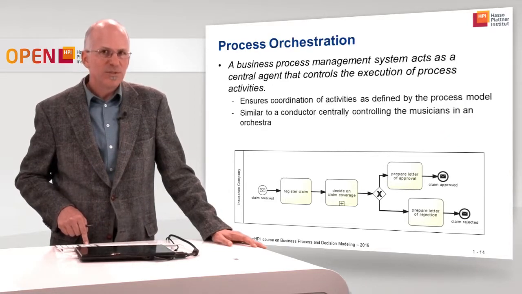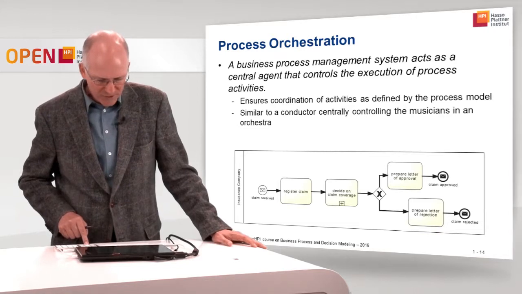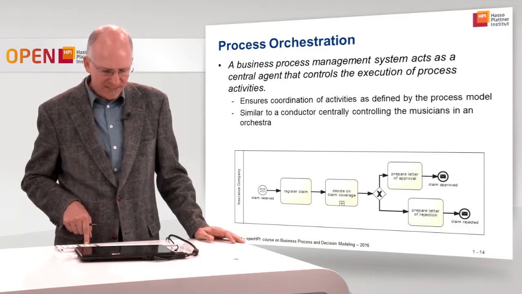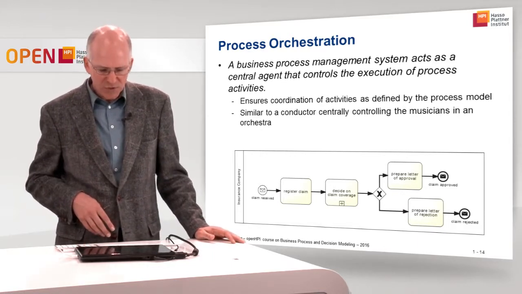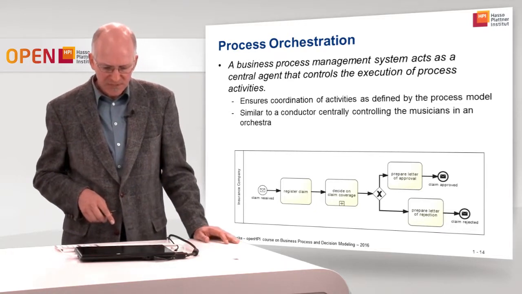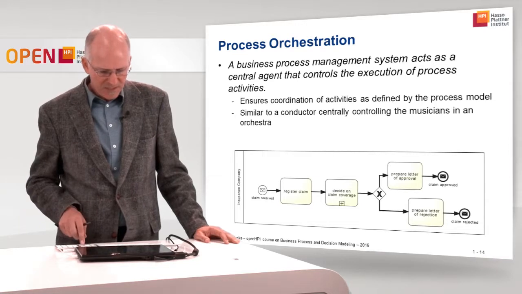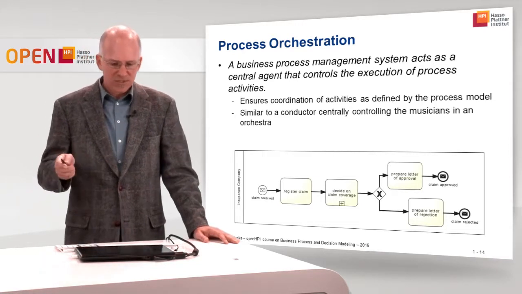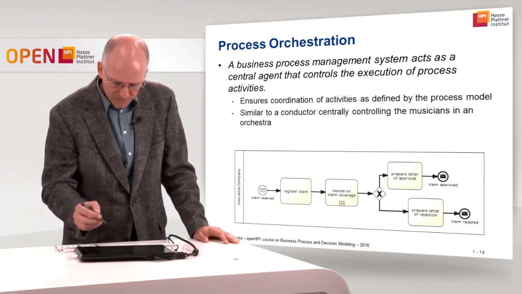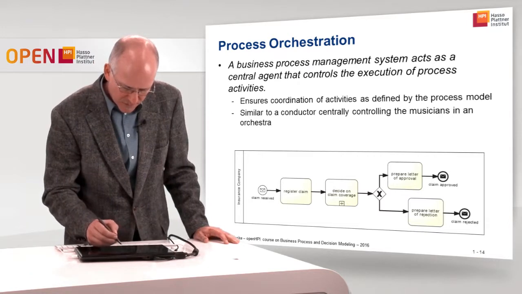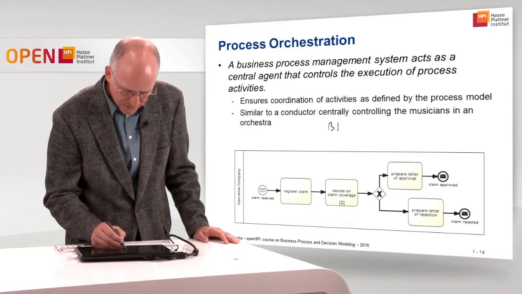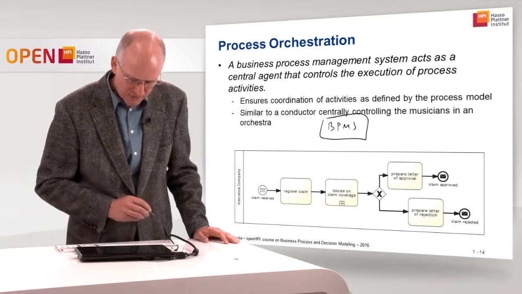I wanted to introduce the term process orchestration, and we are now able to do that. A business process management system acts as a central agent that controls the execution of process activities. This ensures the coordination of activities as defined by the process model. That is quite similar to a conductor that centrally controls the musicians in an orchestra. So here might be the BPMS, and maybe I can sketch that a little bit. Here might be the BPMS.